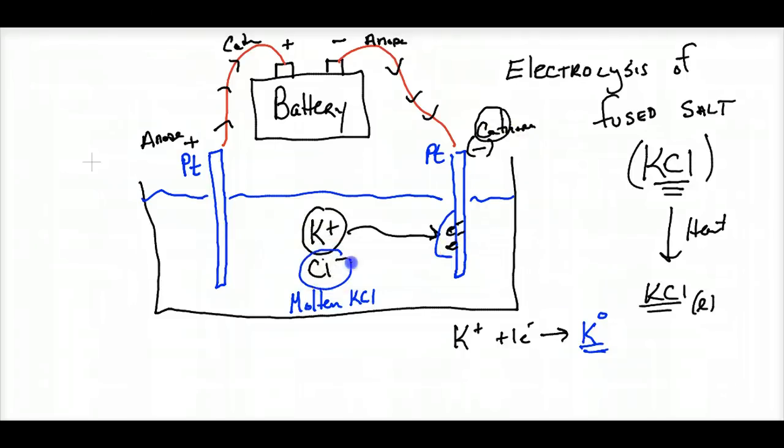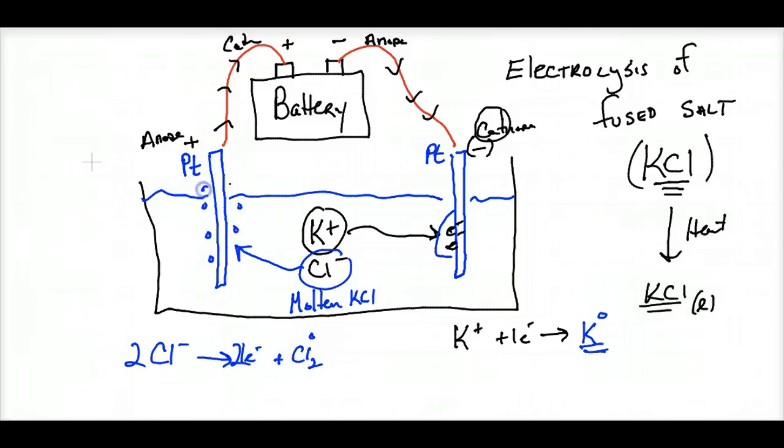Over here, the Cl negative is attracted to the positive. Now, the reason why it's positive is that it's losing charge to the cathode of the battery. So the Cl at the anode gets oxidized, loses an electron, and becomes pure chlorine. Now, in truth, this is diatomic, so two of these, two electrons, Cl2, and here we make pure chlorine gas.